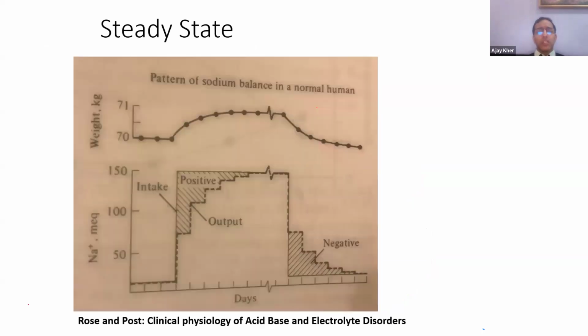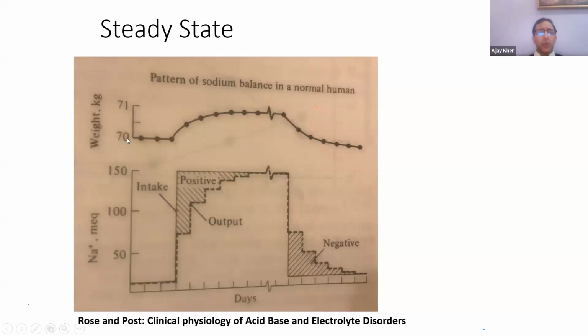So now we'll talk a little bit about steady state. This is something which is not usually covered as well in most situations, but this is something which is important for us to remember whenever we are looking at a balance in the body. So these are some of the classic studies, and you can get it in UpToDate, or it's in Bud Rose's book.